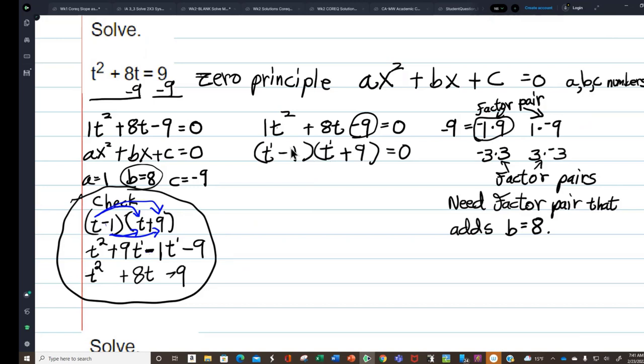And now I come back over here and I set each of these linear binomial factors equal to 0. The reason for that is for this times this to equal 0, one of them has got to be 0, because 0 times a number is 0. So I'll have t minus 1 equals 0, and t plus 9 equals 0. I'll add 1 to both sides.